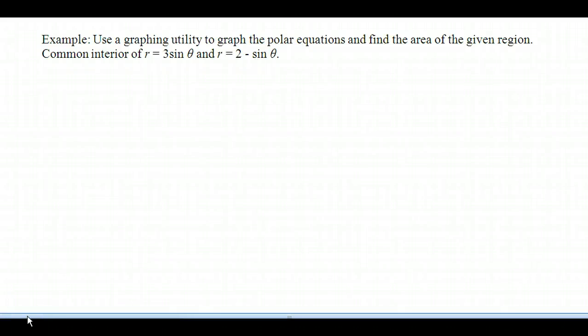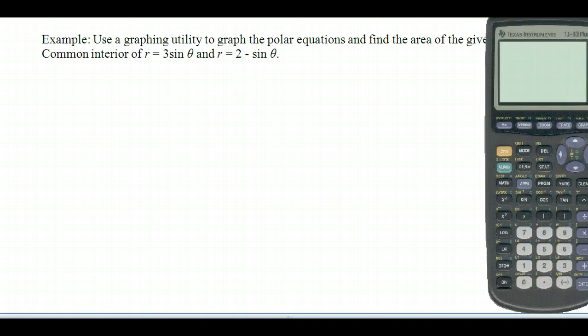All right, so here is our second example of how to find the area between given regions. And this one is a little bit more complex, where we'll for sure need to figure out where our points of intersection are. So we want the common interior of r equals 3 sine theta and r equals 2 minus sine theta. So again, we want to graph this first.